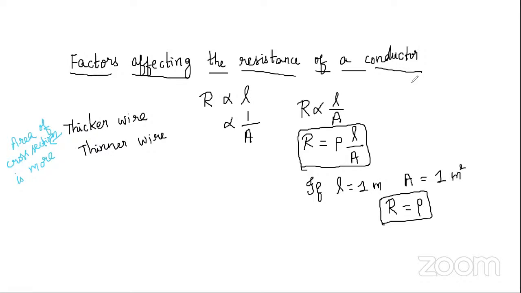Before that, I will ask you a question. What is the SI unit of resistance? Ohm, sir. Yes. So what is the SI unit of resistivity? Ohm meter, sir. You are right. So ohm meter is the SI unit of resistivity.